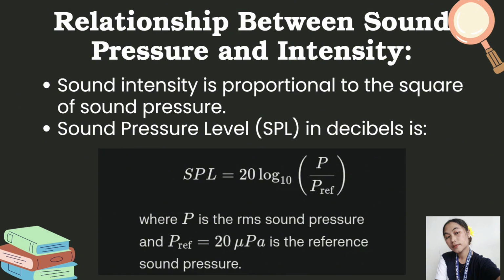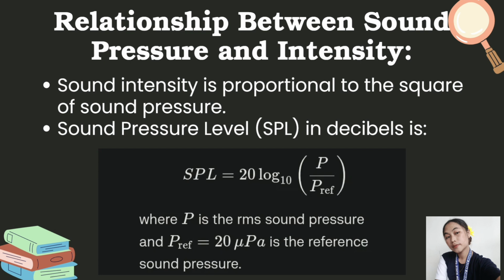Let's now proceed to the relationship between sound pressure and intensity. Sound has both pressure and intensity. Sound pressure is the force of sound waves acting on a surface, while intensity is the amount of energy carried by those waves. So the key relationship is that sound intensity is proportional to the square of sound pressure. This means that if the pressure doubles, the intensity becomes 4 times stronger.